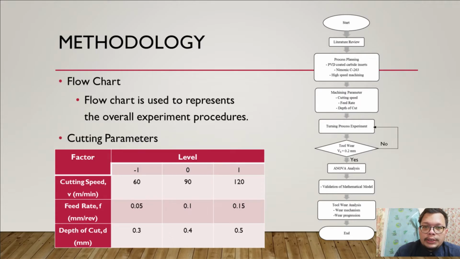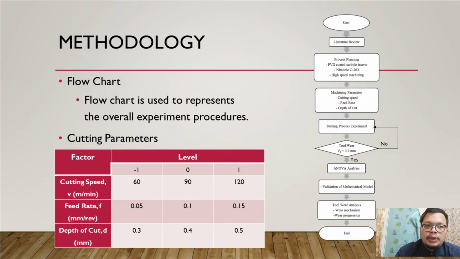For the methodological part, a flowchart is used to represent the overall experiment procedure. Before we run the experiment, we must first select the cutting parameter that will be used. The experiment cutting parameter was chosen based on the literature and handbook guidelines for the turning process of mnemonic C263 alloy. The final cutting parameters are cutting speed, feed rate and depth of cut.